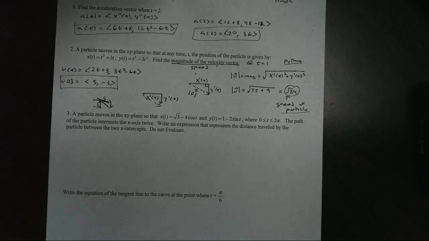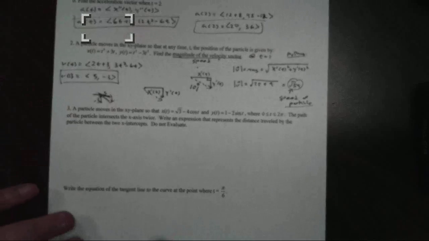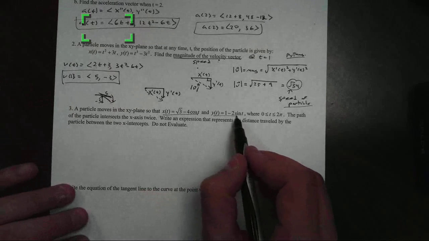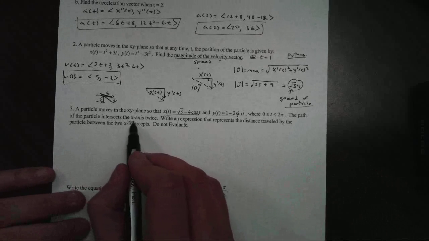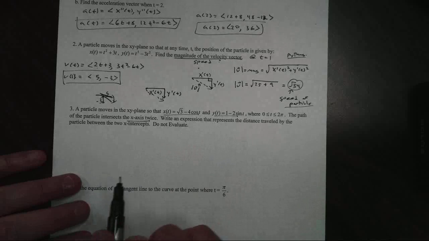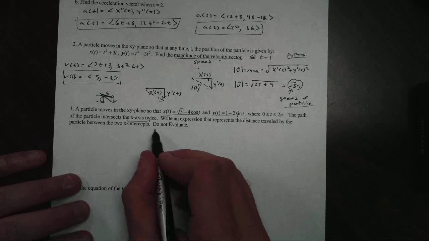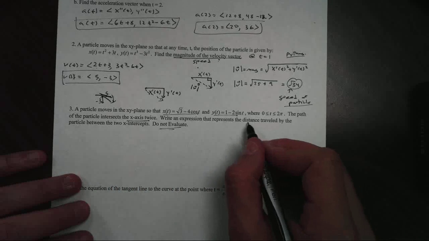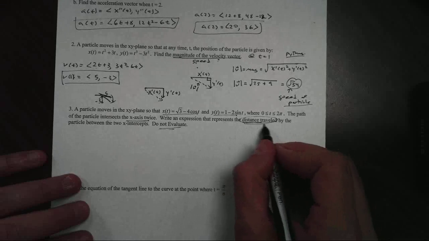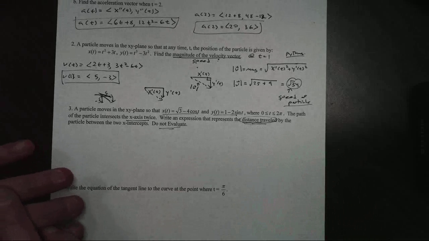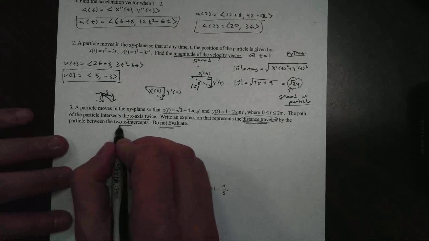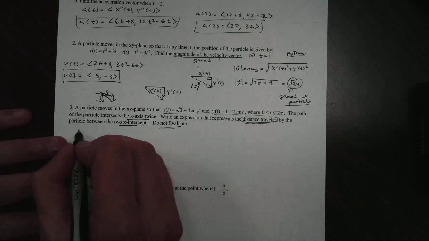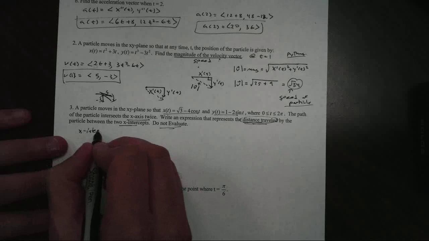Now, let's say we have a particle moving along the xy plane. We're again given the x coordinate and the y coordinate. The path of the particle intersects the x-axis twice. Write, but do not evaluate, an expression that represents the distance traveled. Keyword: do not evaluate. We're going to get the distance traveled in just a second, but before that we need to find the two x-intercepts. Well, that's easy enough to do.